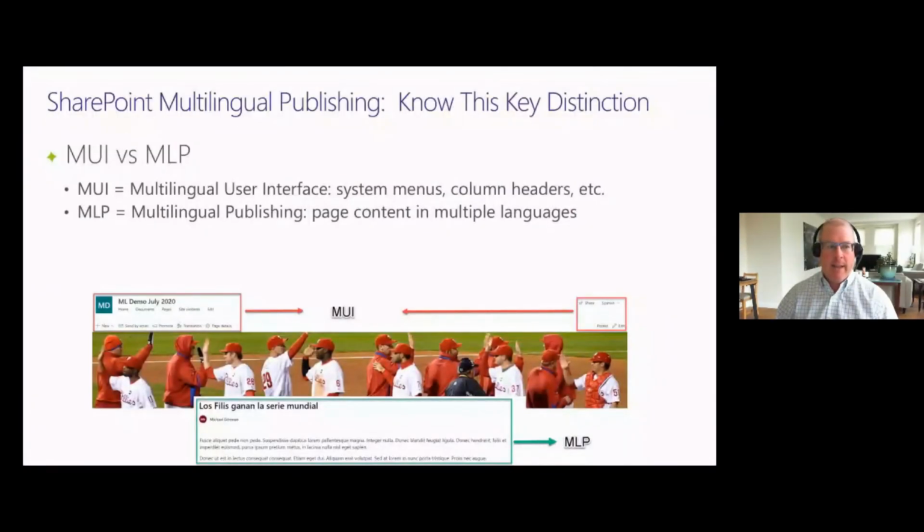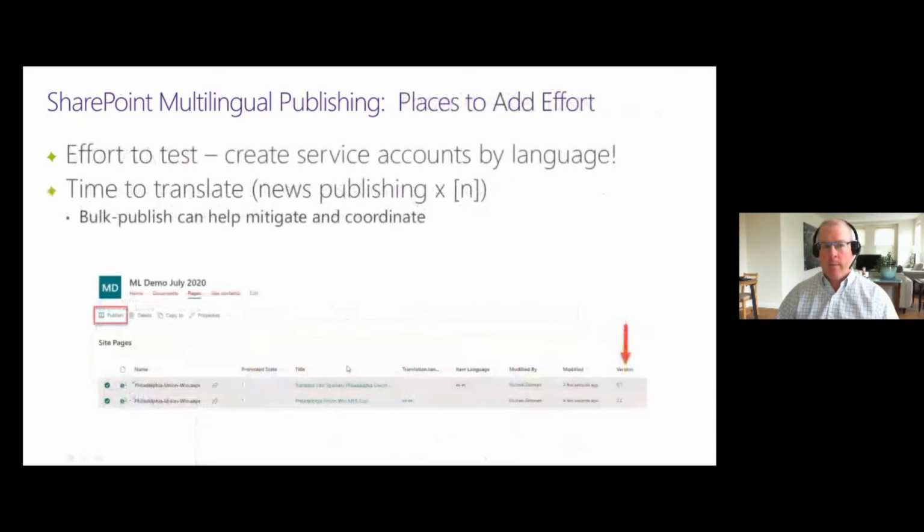I think we've beaten this one up pretty well, the MUI components versus the MLP components, right? The MUI components, the system components that you're talking about here, system menus, those types of things, a lot of it at the top of the screen, and the multilingual publishing components, the page content itself, right? That distinction is going to be important for you to know as you test and work on publishing multilingual content. A place to add effort.